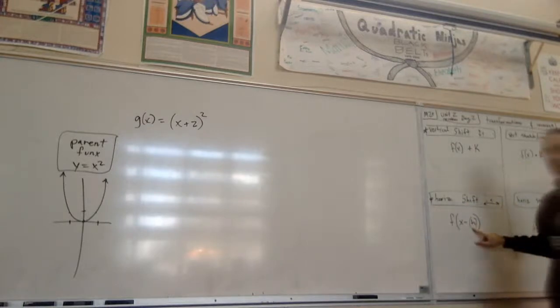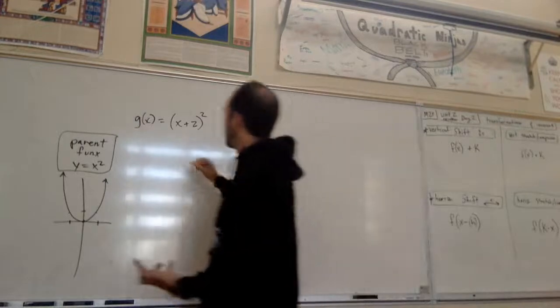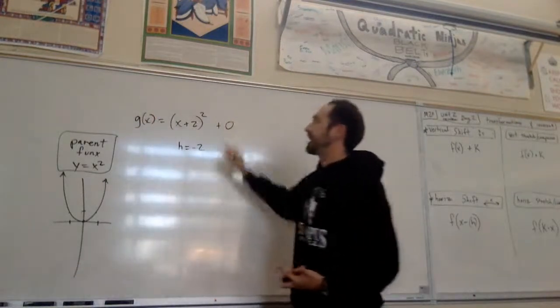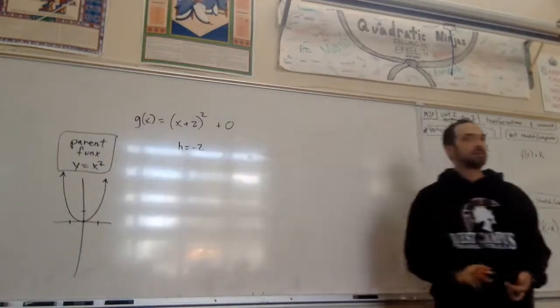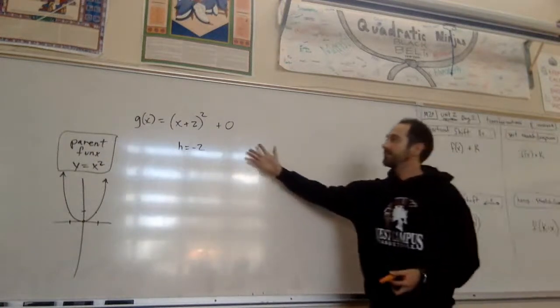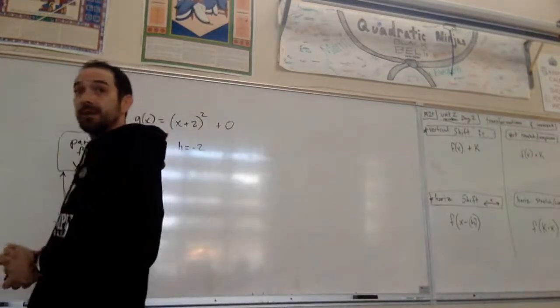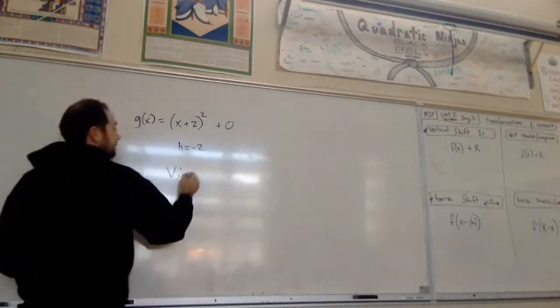Negative 2. So what I know here is that my h value is negative 2. What's my k value for this one? What's my k value? 0. Where's my vertex? Because this sure looks like vertex form now. What's my vertex?